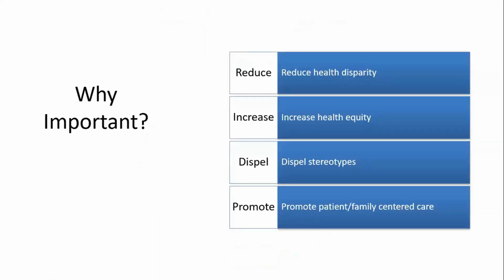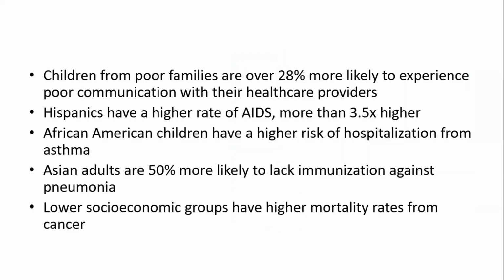Why is it important? Well, we need this to reduce health disparities, to increase health equity, to dispel stereotypes, and again, promote patient and family-centered care. Children from poor families are over 28% more likely to experience poor communication with their healthcare providers. Hispanics have a higher rate of AIDS, 3.5 times higher than any other ethnic group. African American children have a higher risk of hospitalization from asthma. Asian adults are 50% more likely to lack immunization against pneumonia. And lower socioeconomic groups have higher mortality rates from cancer. Can we agree that we need to reduce disparity and improve health equity?